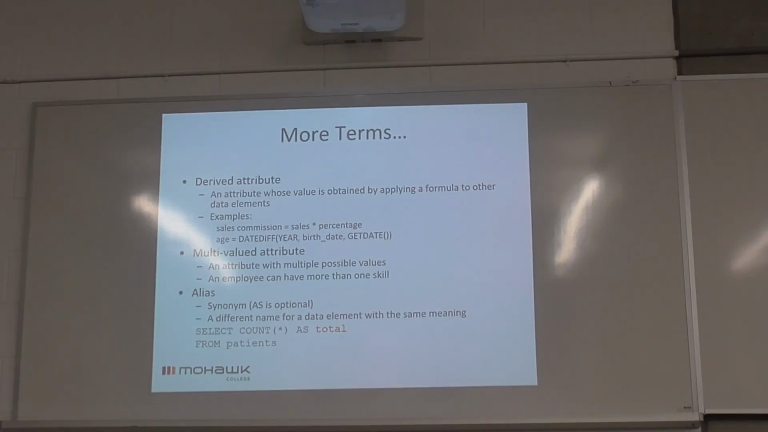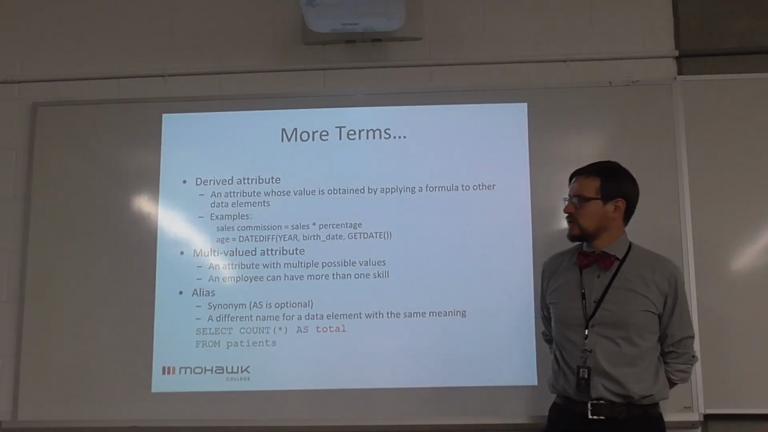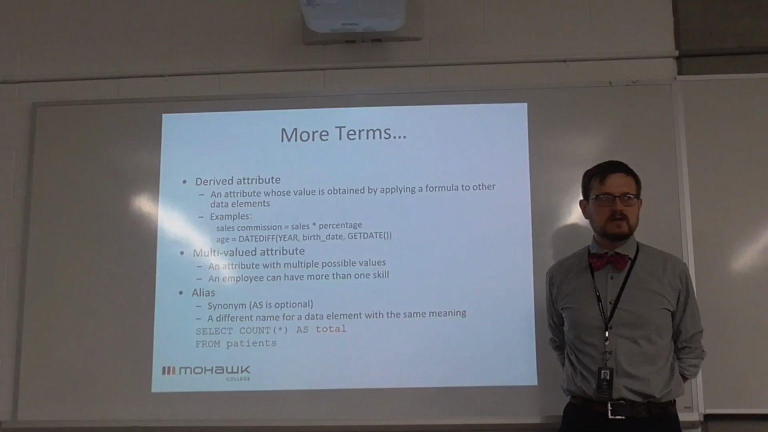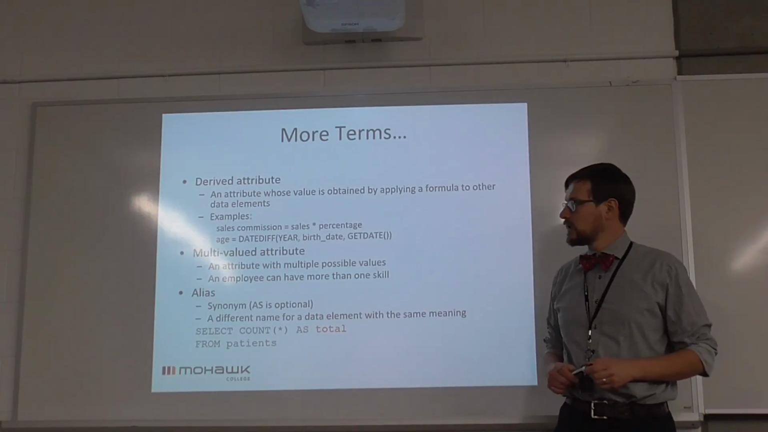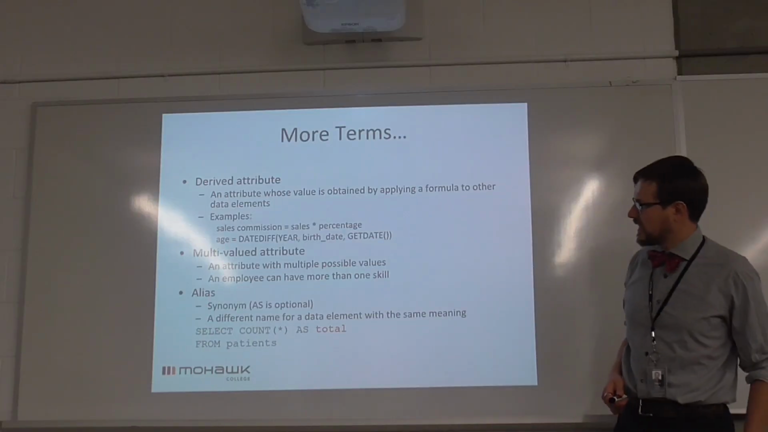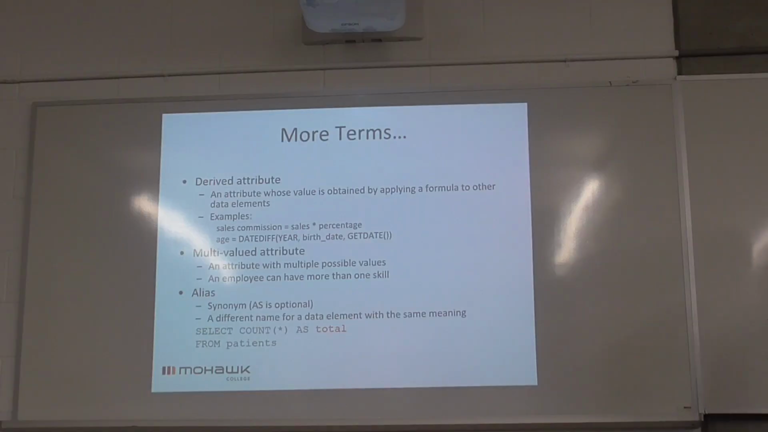Multi-valued attribute: an attribute with multiple possible values. For example, an employee can have more than one skill. You can think of it as stuffing an array into one of these table cells, right? In the database world you want to try to avoid using arrays in general, but you can if you have to.